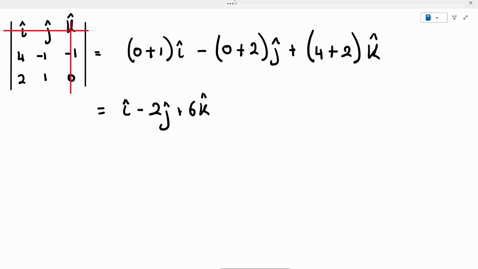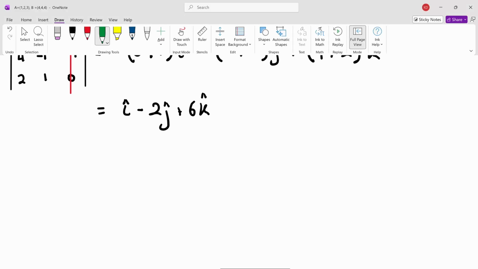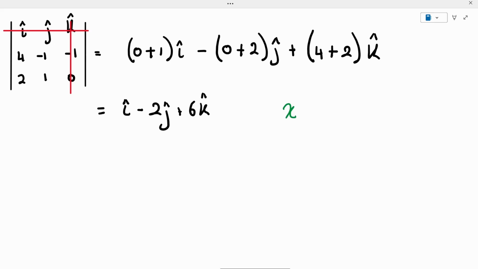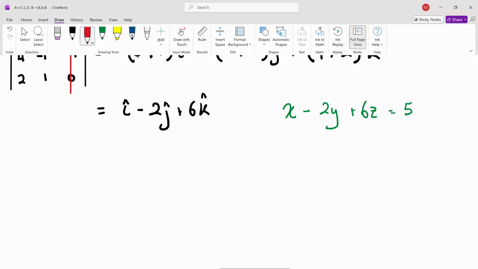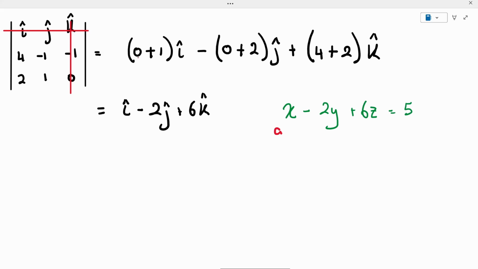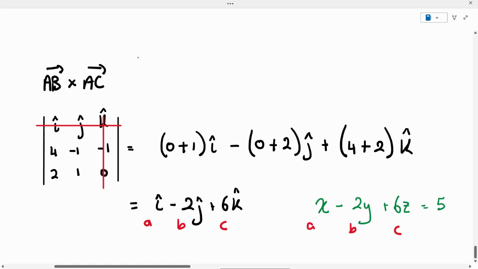And that should look a little bit familiar because when we did it the other way, we ended up with the equation being, I think, x minus 2y plus 6z equal 5. So look, right off the bat, we know this here is supposed to be A, this is supposed to be B, and this is supposed to be C, which is exactly what we get when we take the cross product. A, B, and C, right? 1, minus 2, 6.